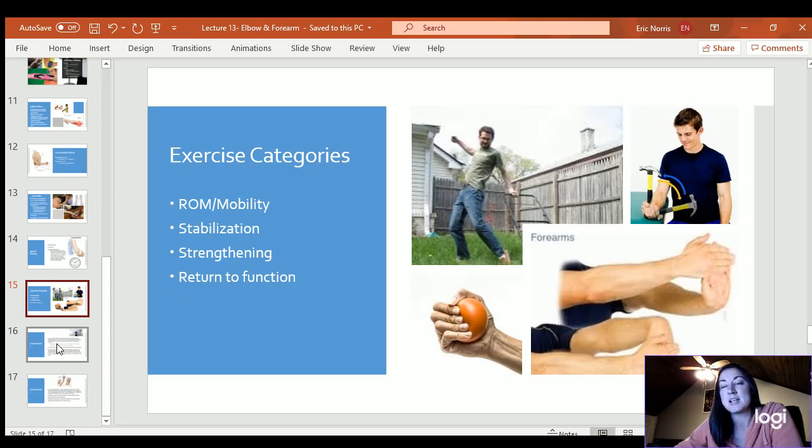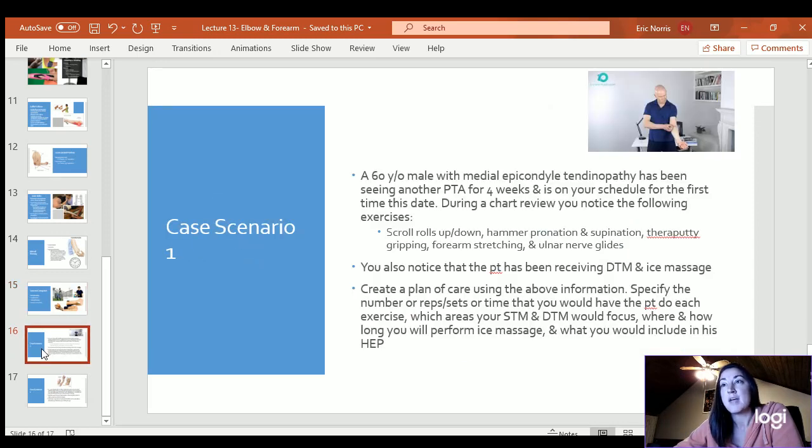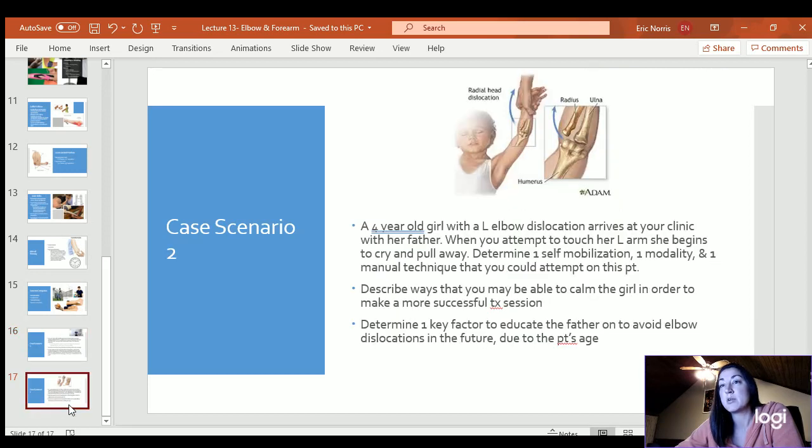The remaining slides are our case scenarios. So that is the end of our elbow lecture, and we will cover the case scenarios in lab. I'm going to pause the video so I can switch lectures, and then we will continue on with the wrist and hand lecture.